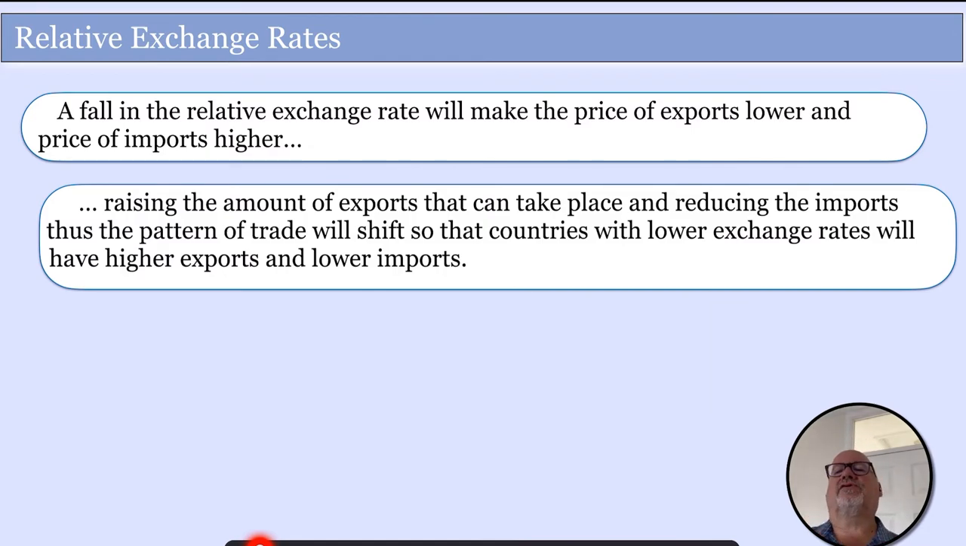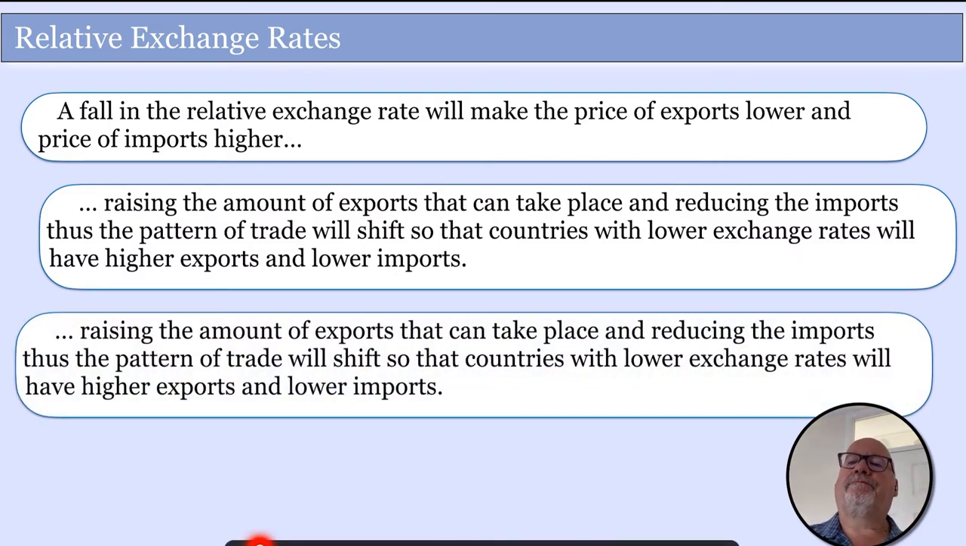So the pattern of trade in your country is going to shift, particularly with the countries where you have had a fall in the exchange rate against their currency compared to others, remember. Okay, so again, the pattern of trade will shift. You can reduce imports and raise exports to these countries where you have a lower exchange rate.